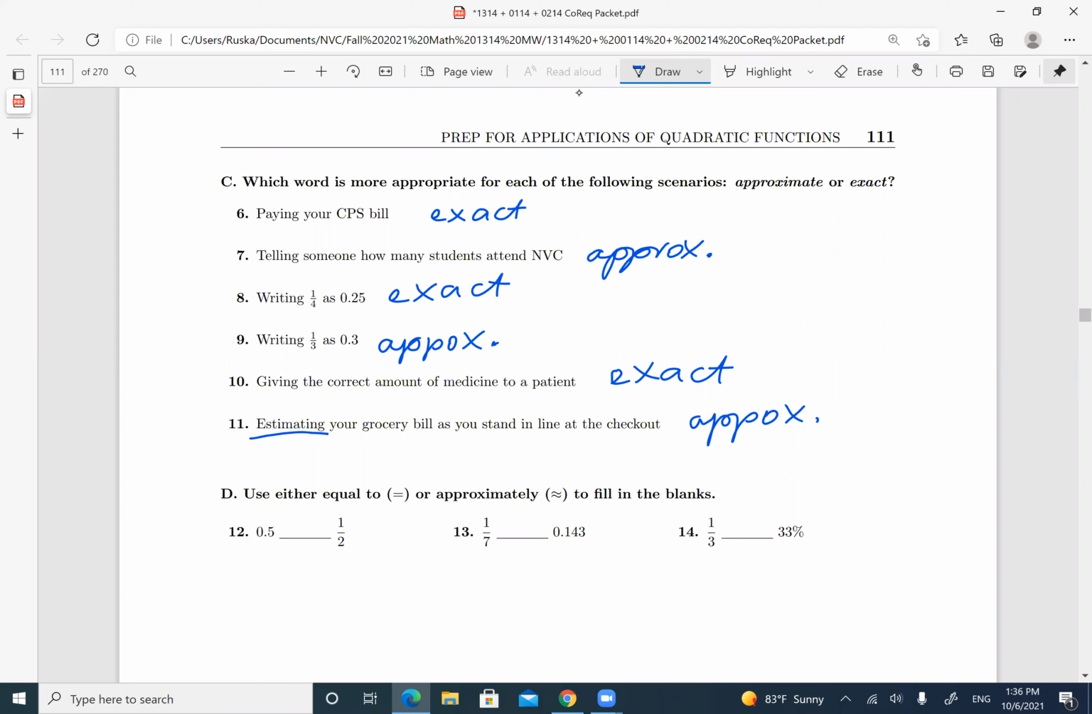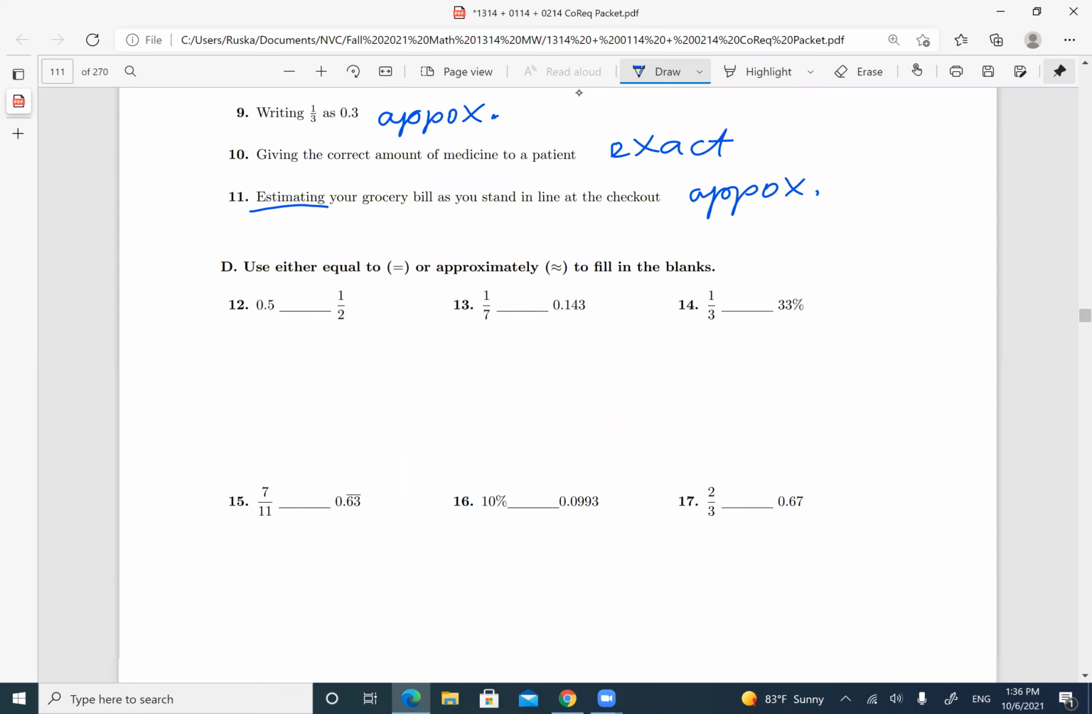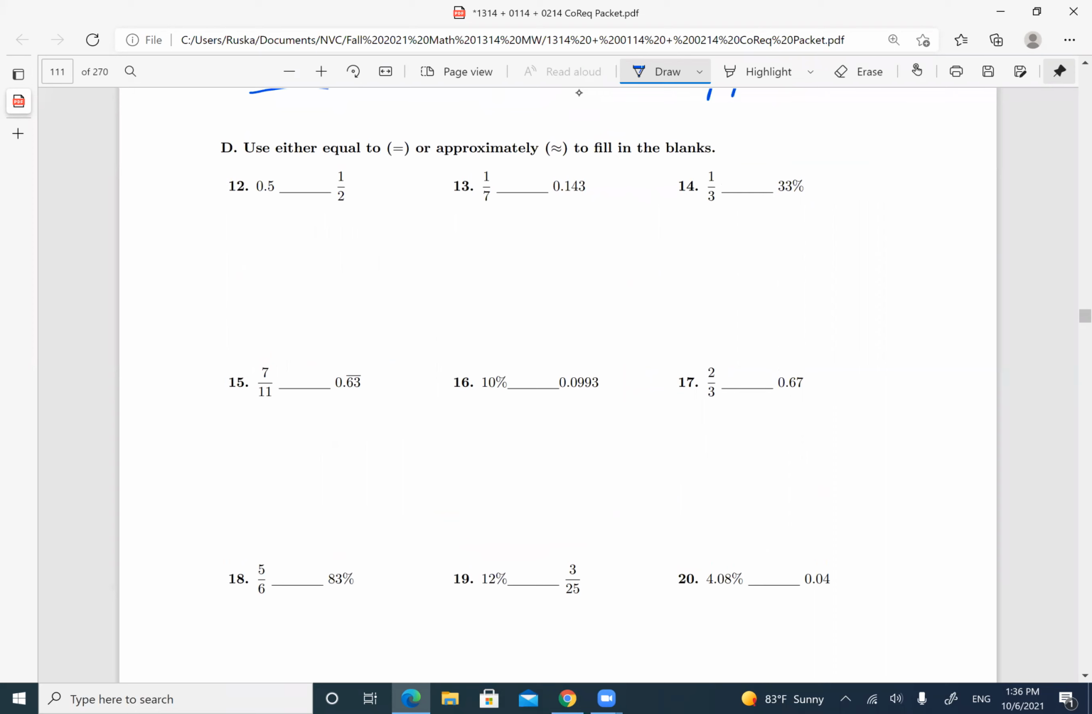Okay, now the next one, we're going to use equal or approximately to compare the numbers given. I'm just going to do a few of those. We're not going to do everything. Everybody understand, if you round the number, then it's going to be approximately. If it's exactly that, then it's going to be equal, right? For example, 0.5, is it the same as 1/2 or is it approximate? Exact. 1/2 is exactly 0.5, right? Now, what is 1 divided by 7? 0.14285, so it continues, right? So it's not exactly 0.143. So we're going to put the approximate symbol, right? 1/3 the same way. It's approximate, 0.333 repeating.